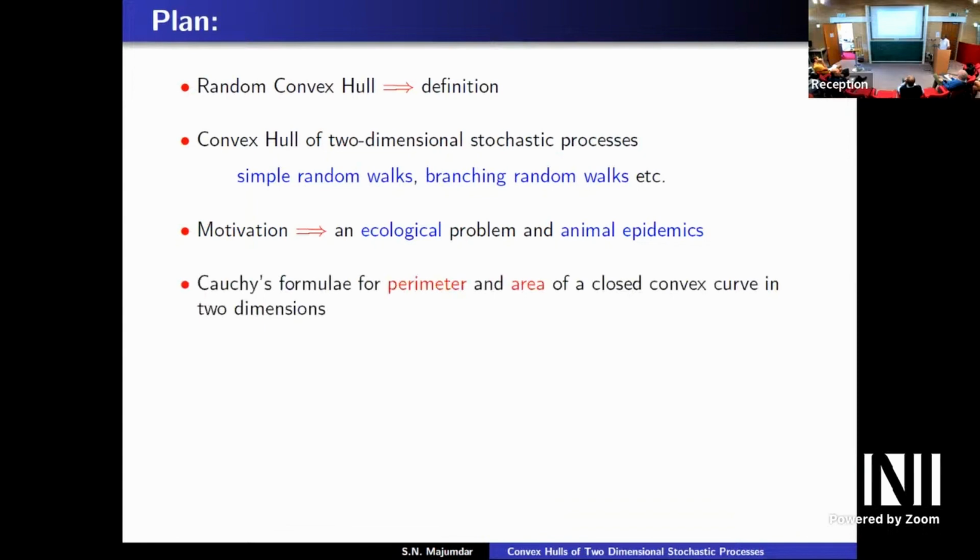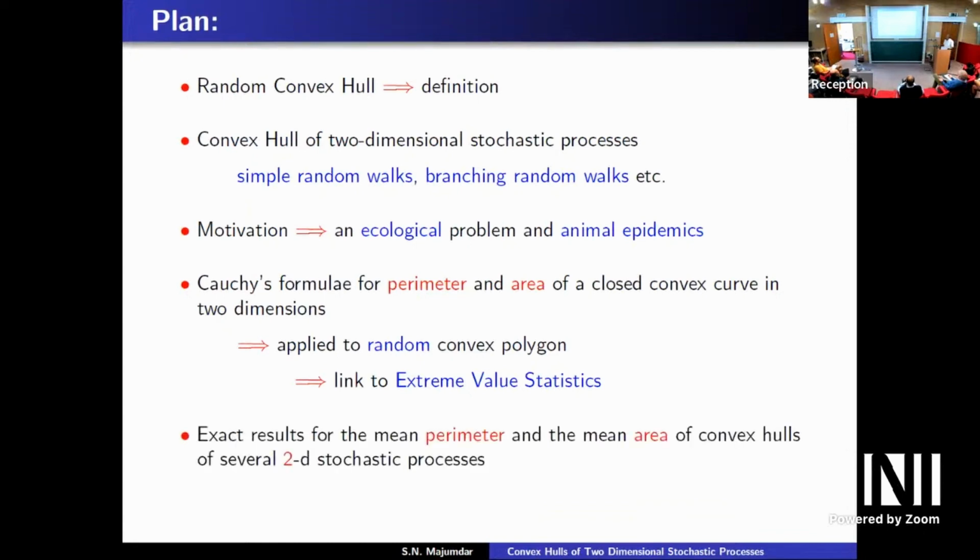And then I want to show you some very, very interesting formula due to Cauchy, which is not so well known, about the perimeter and the area of a closed convex curve in 2 dimensions. And using that, we'll be able to compute a few things exactly analytically. And then it turns out that this is a very general formalism to calculate the perimeter and area of convex hulls of several 2D stochastic processes. And I'll give you some examples. So this will tie up with the other conference. There'll be active particles here and run-and-tumble particles. And finally, I'll just summarize and conclude. So let's see how we go.